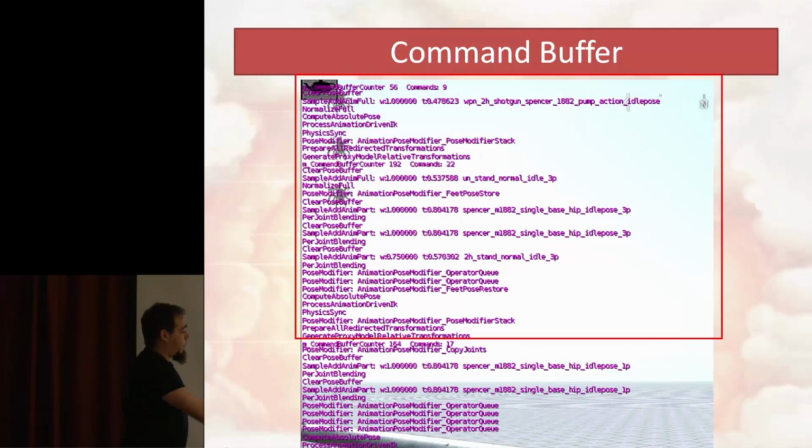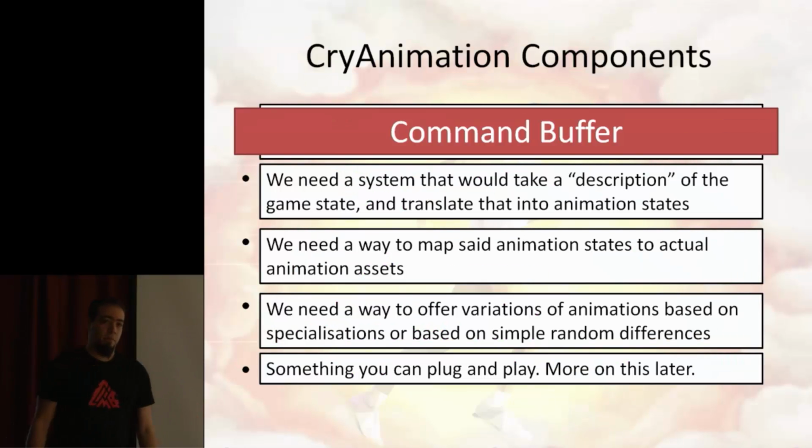This is what it looks like in debug. It's a mess, but once you take a calming breath and think about it, it's not really that bad. It's like clearing the pose, normalizing, syncing with physics, applying some pose modifiers, sampling some additive animations, adding some big full animations, like here's the full, here's the part. It's doing some nice understandable stuff. So that is the absolute lower level of command buffer, of mannequin animations.